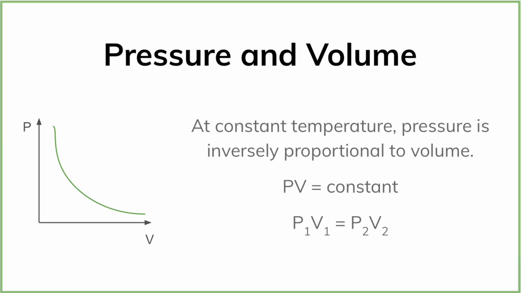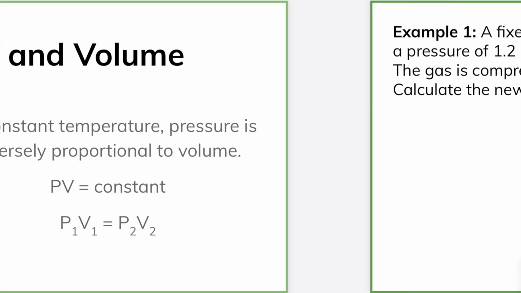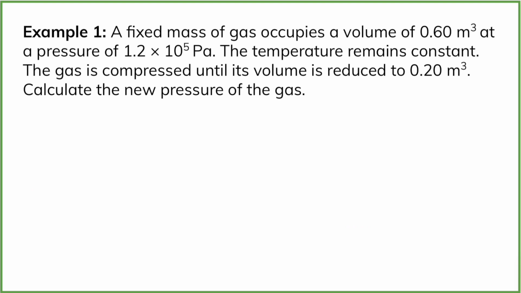If we have a situation where we know the pressure and volume initially, and we want to know the new pressure with the new volume, we can use this type of formula, because as long as the temperature and the mass don't change, we can use these to establish the new pressure or the new volume. So we're going to look at an example of this.